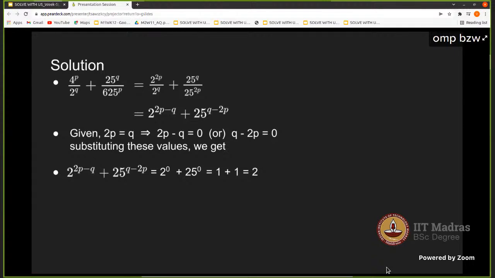Any number to the power 0 is 1, right? So 1 plus 1 is 2. So the answer is 2. Those who have answered 1 or 6, correct yourselves.